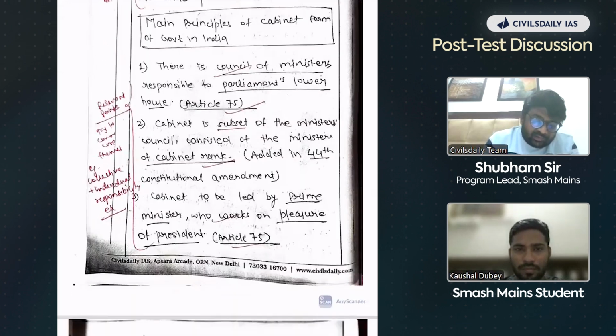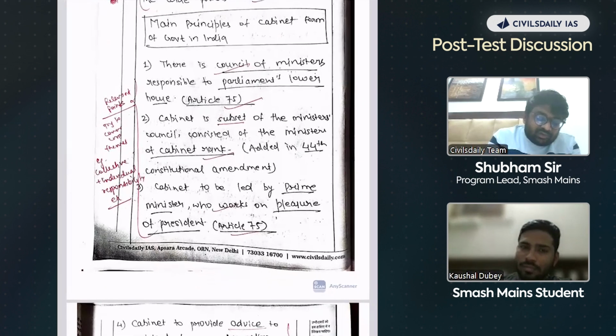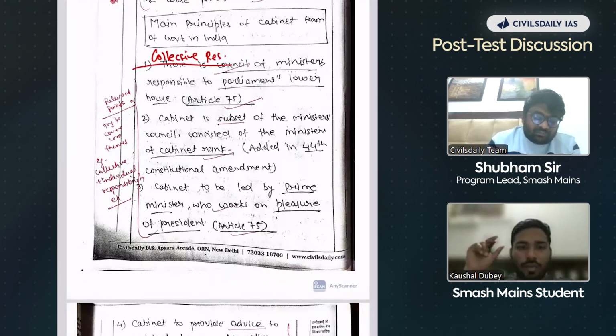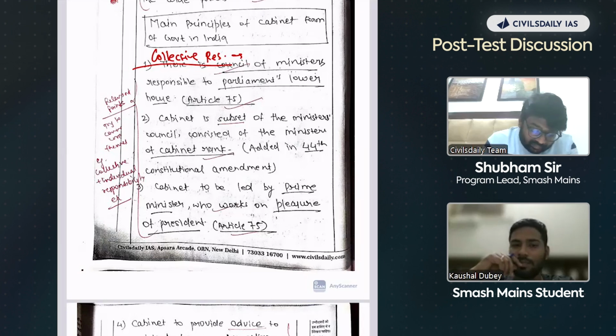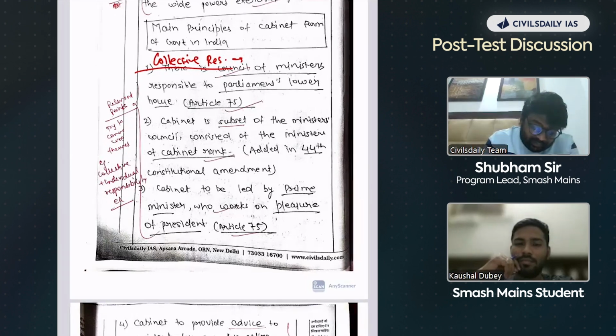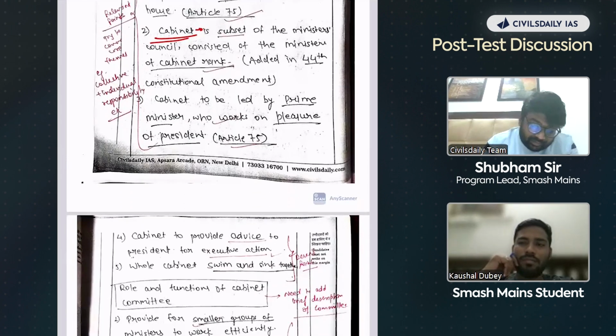Here the introduction is fine. Main principles: again, try to make subheadings. So there is a Council of Ministers responsible to the lower house of Parliament. So this is the collective responsibility. Collective responsibility should have been the heading, and there I should have written the rest. Here itself, if you underline this, it becomes your subheading.